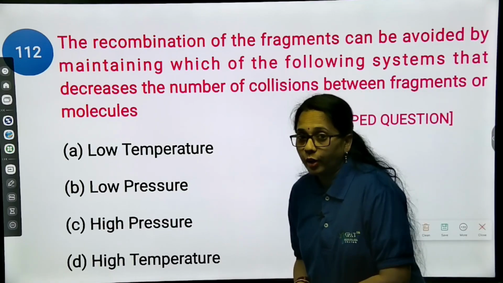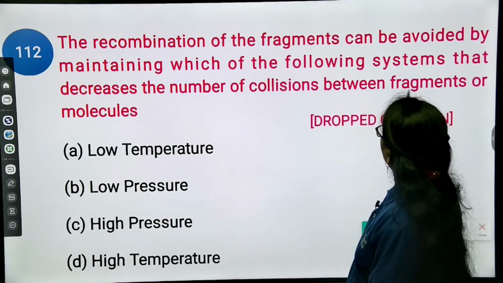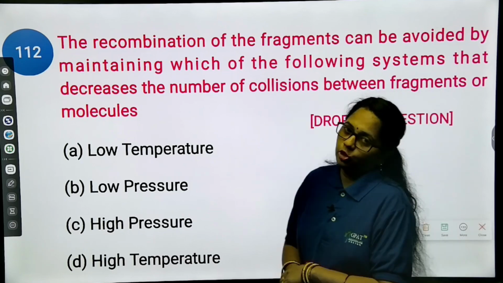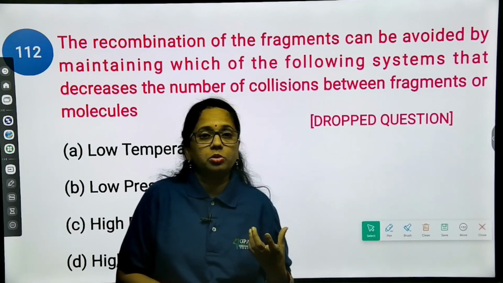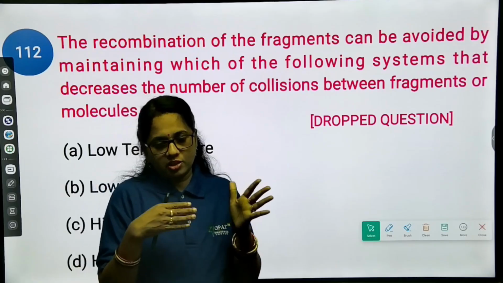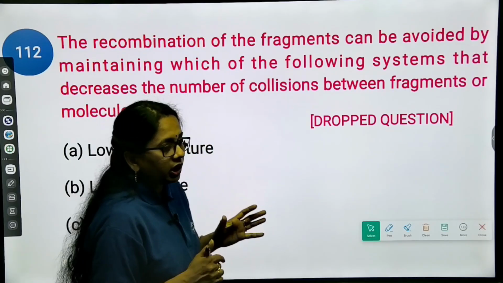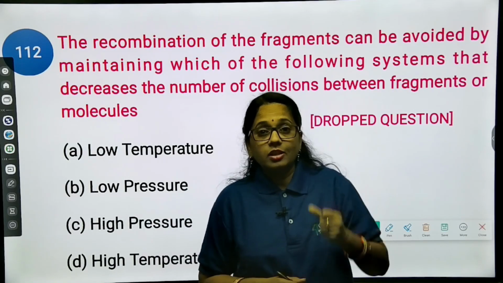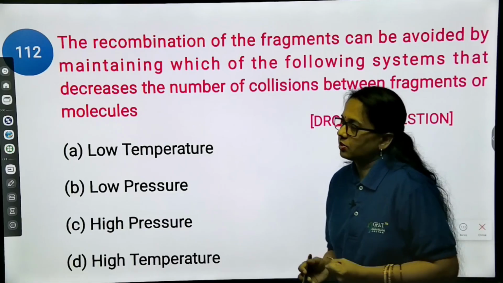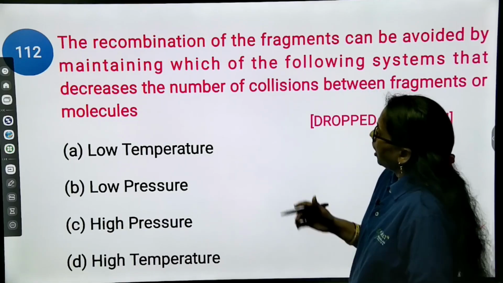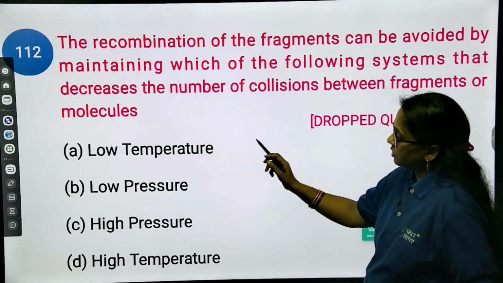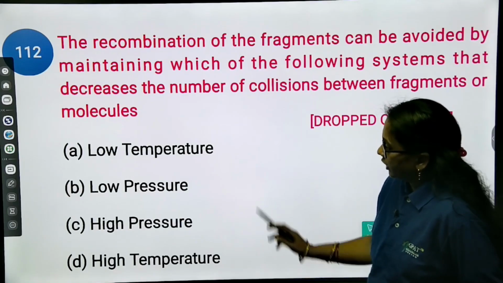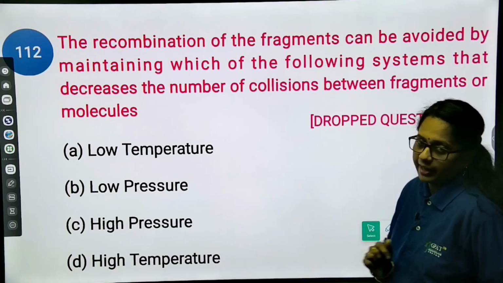How can we avoid that? Which of the following systems decreases the number of collisions? Recombination is going to take place because of the collisions between the fragments. So what we need to do is decrease those collisions between the fragments. And how can we do that? The options they have given are low temperature, low pressure, high pressure and high temperature.